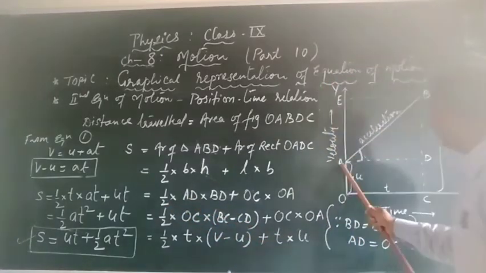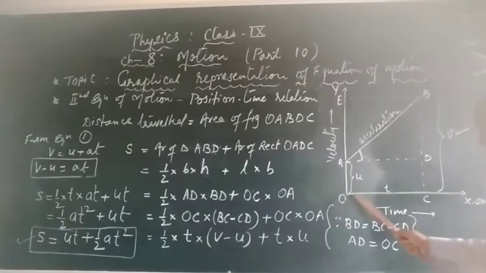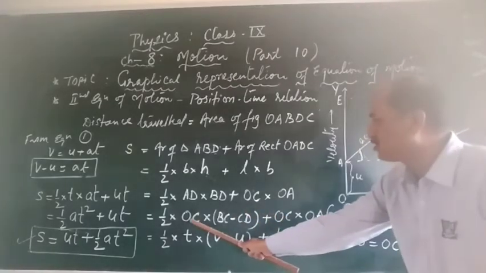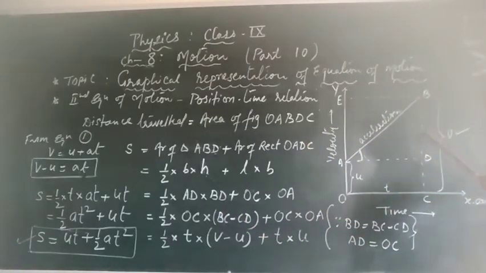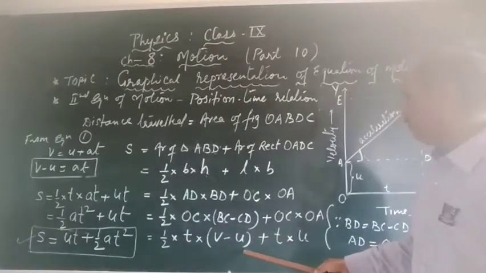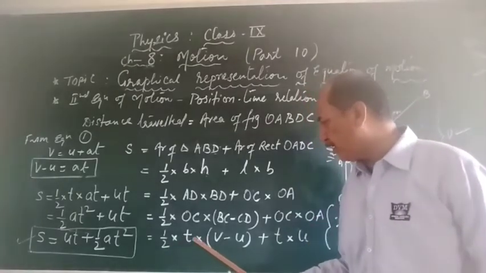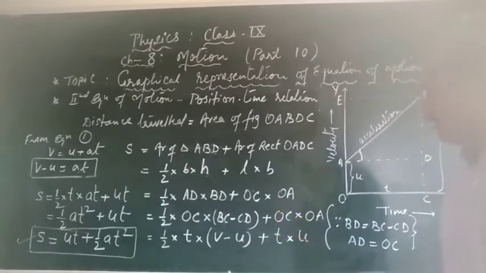Now since AD is parallel to OC, and OC is representing time t, we will take AD equals OC. Substitute here OC. Again BD, that is this height, we have taken from the line segment as the whole BC, that is final velocity, minus CD. So BD is taken as BC minus CD, that is v minus u, and OC is t, OA is u here. So we got half into t into (v minus u) plus ut.